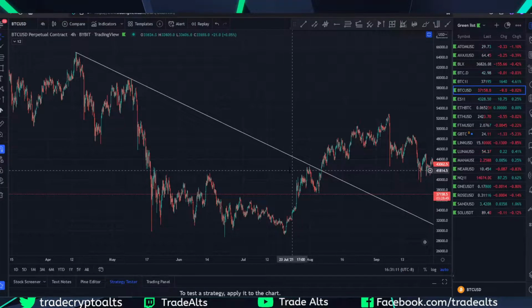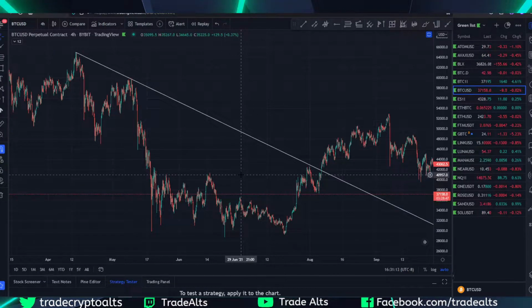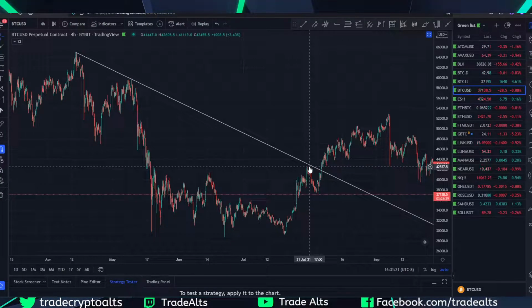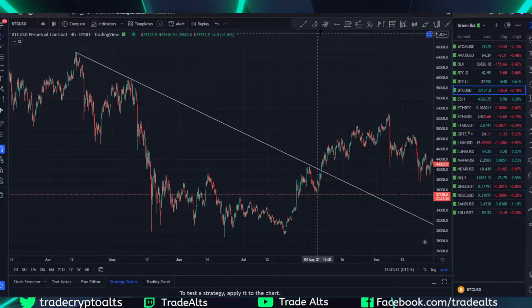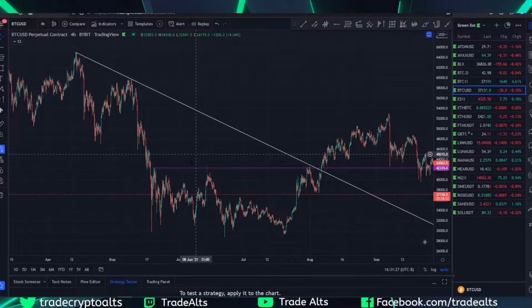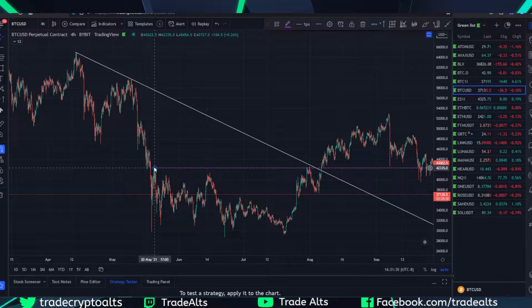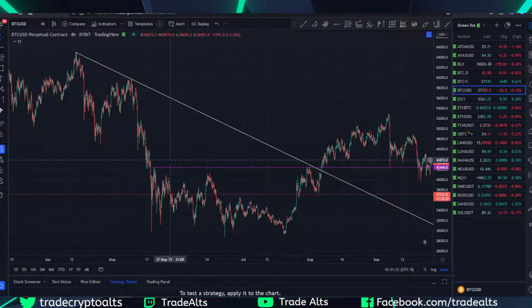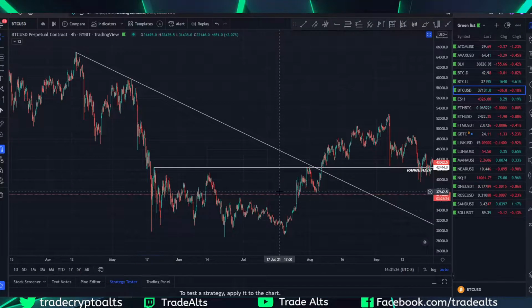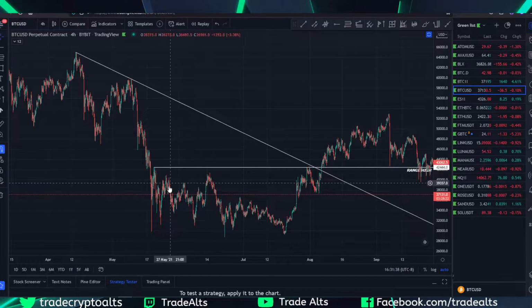The thing that's the most interesting for me here, which is actually a really good example to start with, is: was there confluence for you to see a reaction around this high? The answer should be yes, because your range high, let me get this as precise as I can. So this is your range high of your multi-month consolidation here.